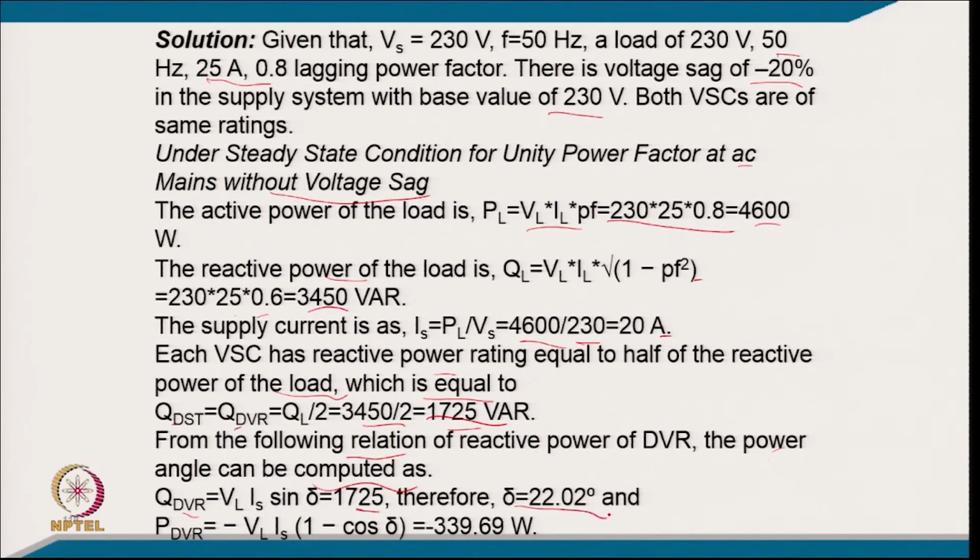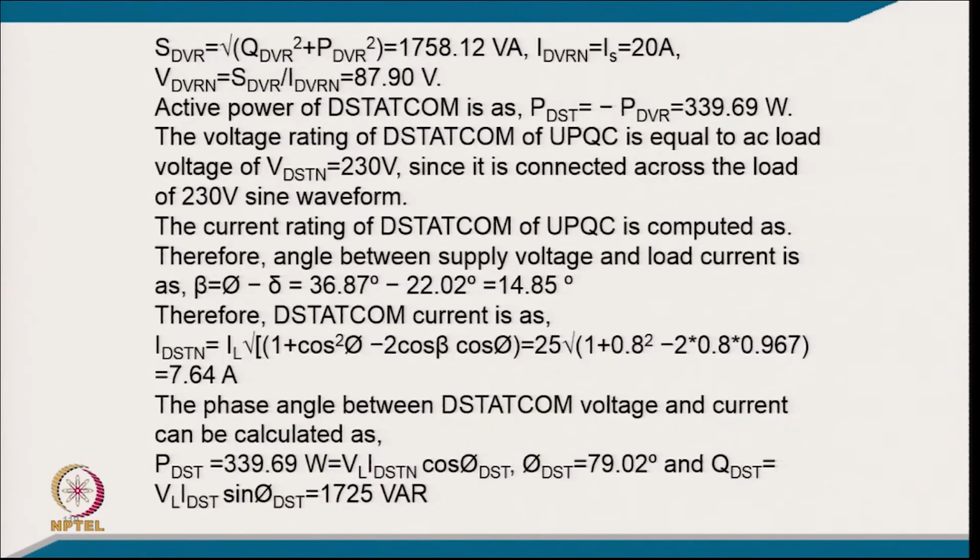So, delta we can calculate, and from this relation we can find P DVR, which will be 339.69. Now, the S DVR will be the combination of Q DVR and P DVR, that is typically in VA, and I DVR equal to 20 ampere, and V DVR equal to this much voltage. Once we know the VA rating and current rating, we can find out the voltage rating. The active power of D STATCOM is the same as the power of DVR, that is 339.69, which we calculated earlier, and the voltage rating of the D STATCOM of UPQC equal to the AC load, 230 volt, as it is across the load.